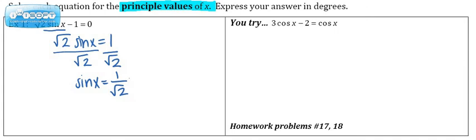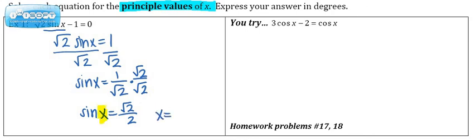Now 1 divided by square root of 2 is not on the unit circle, but I need to rationalize the denominator. So now I have sine of x equals square root of 2 over 2. Hopefully you should realize that we do have y values of square root of 2 over 2 on our unit circle. And if I were to solve this, I would get x equals, so again we're looking for values, so sine of what angle equals root 2 over 2.